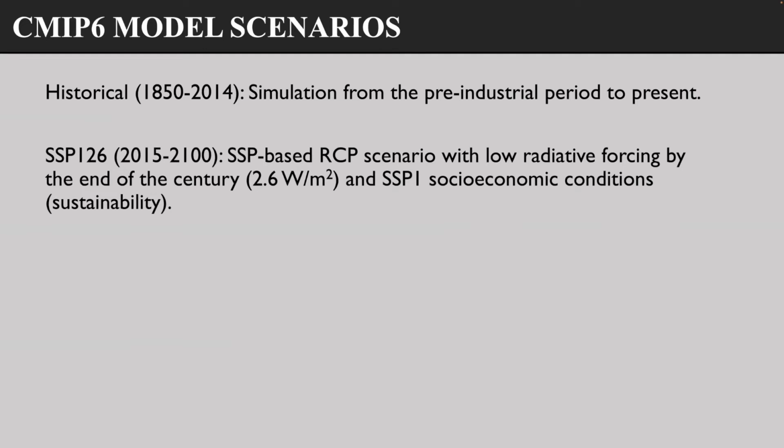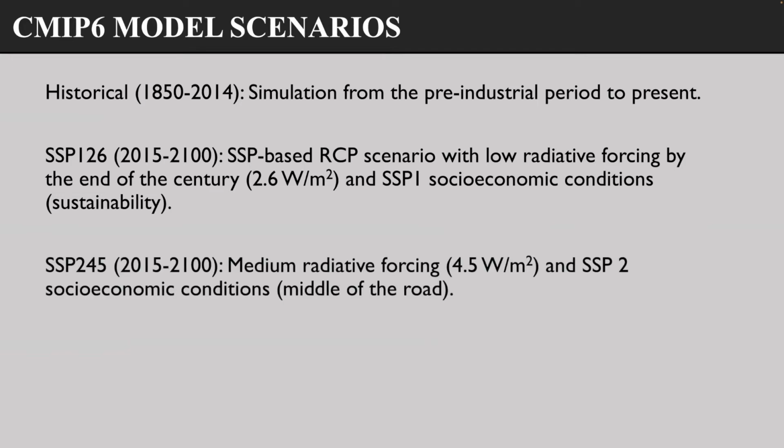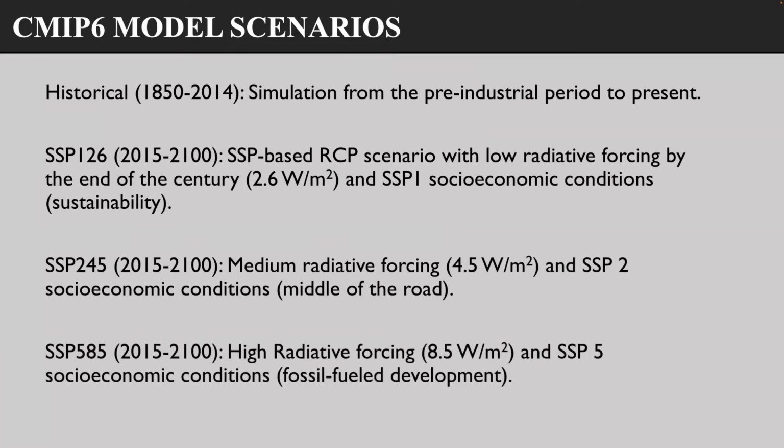These are SSP, socioeconomic pathways, combined with radiative forcings. The first scenario, SSP 126, is essentially a more conservative pathway with low radiative forcing by the end of the century, and the SSP 1 socioeconomic conditions, more geared towards sustainability. And then we have a middle of the road pathway, SSP 245, with medium radiative forcing. And then lastly, SSP 585, which is the high end scenario with a high radiative forcing and significant fossil fuel development, especially towards the end of the century.